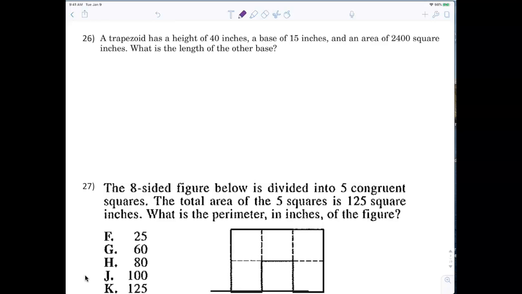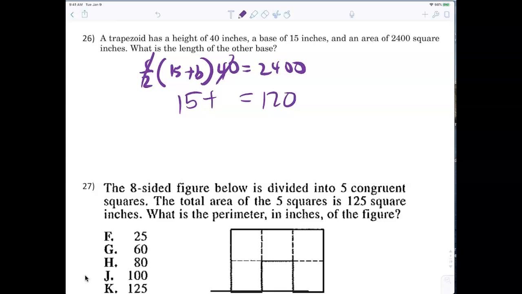Right. So again, we're just filling in. 1/2 times 15 plus the other base times the height is equal to 2400, right? Half of 40 is what? 2400 divided by 20 is what? It's not a calculator problem. So your base is how much? 105. The base is 105. Everybody good with that?